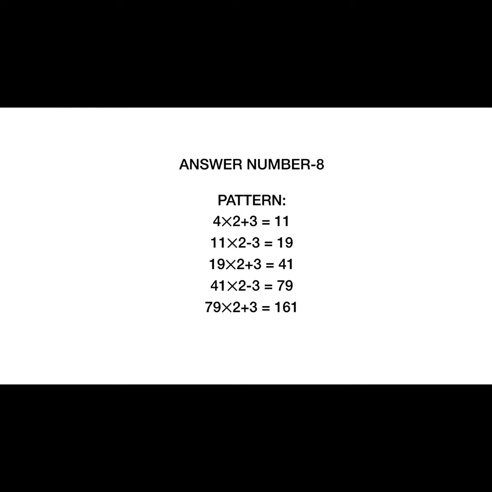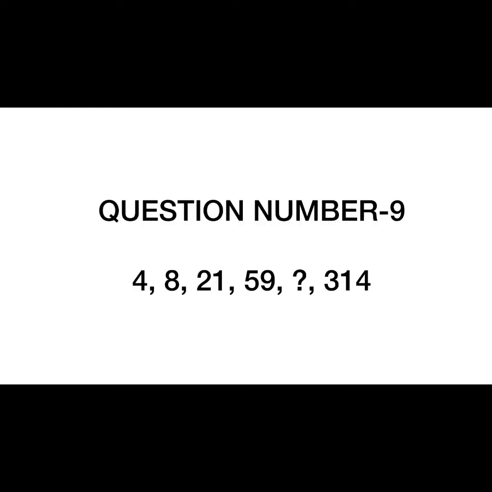Fifth number is 41 into 2 minus 3 which is equal to 79. And sixth number is 79 into 2 plus 3 which is equal to 161. So our desired number is 79 which is our correct option.